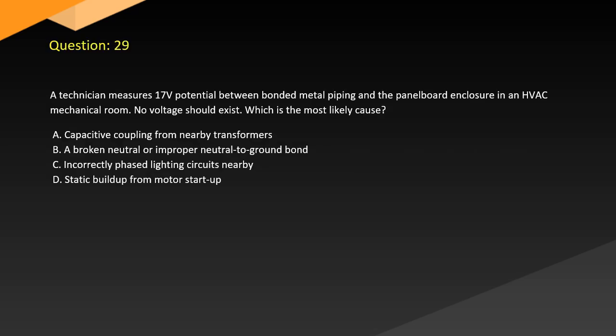Question 29. The technician measures 17 volts of potential between bonded metal piping and the panel board enclosure in an HVAC mechanical room. No voltage should exist. Which is the most likely cause? A. Capacitive coupling from nearby transformers. B. A broken neutral or improper neutral-to-ground bond. C. Incorrectly phased lighting circuits nearby. D. Static buildup from motor startup.